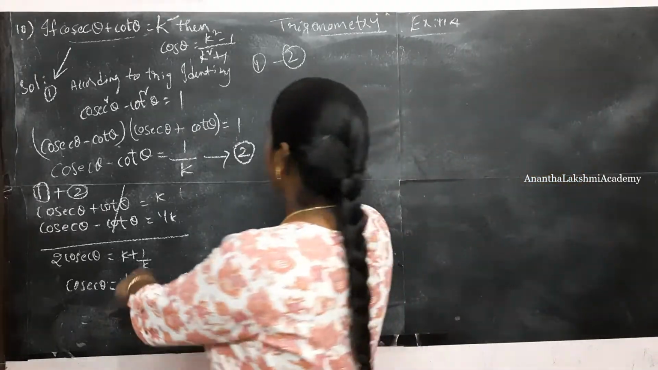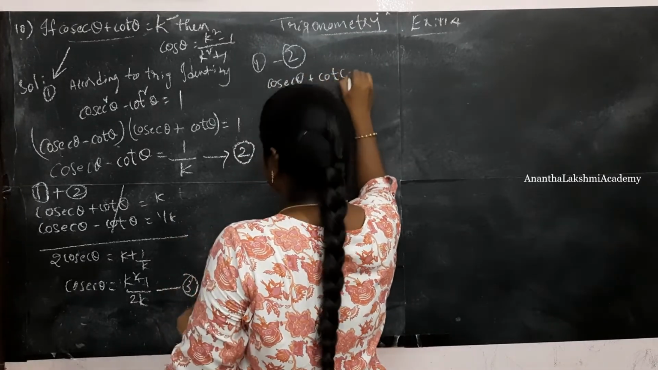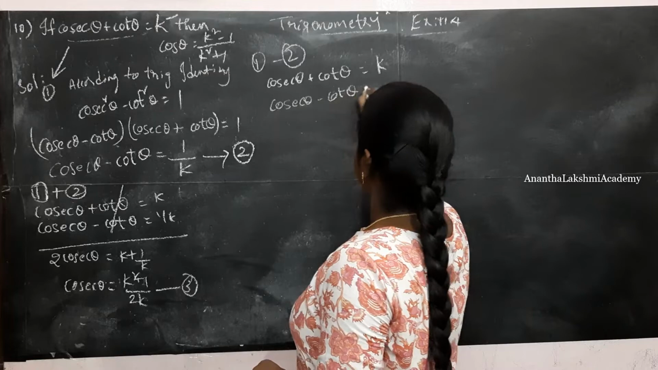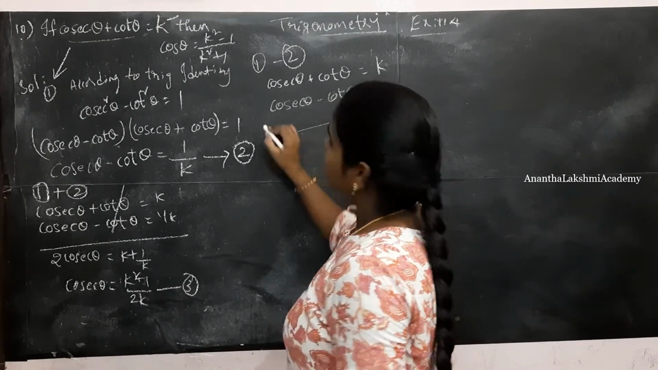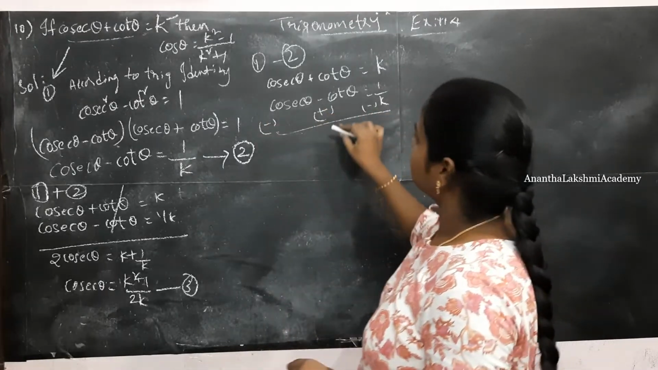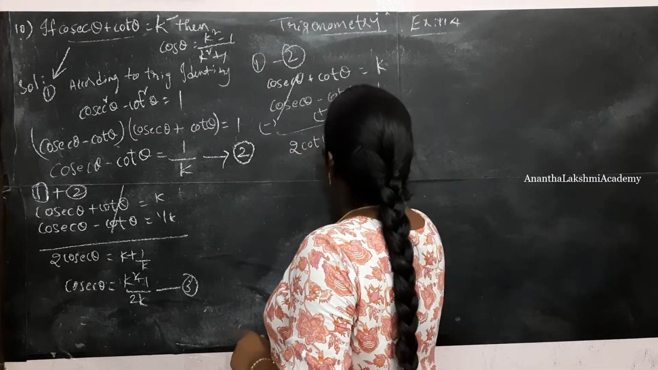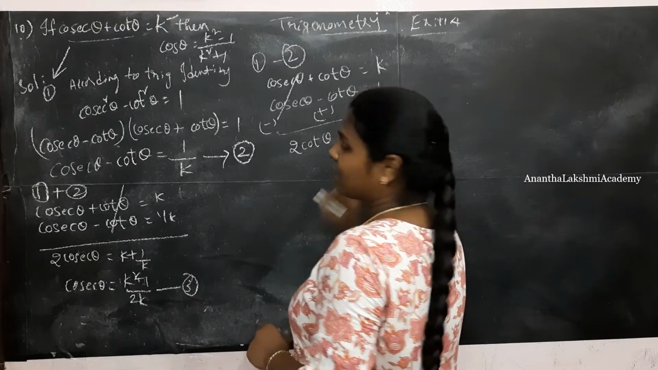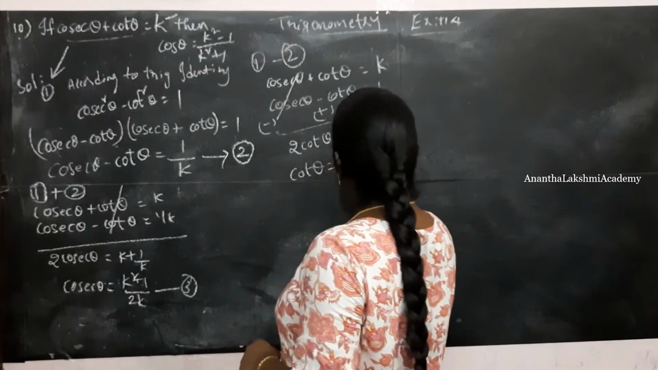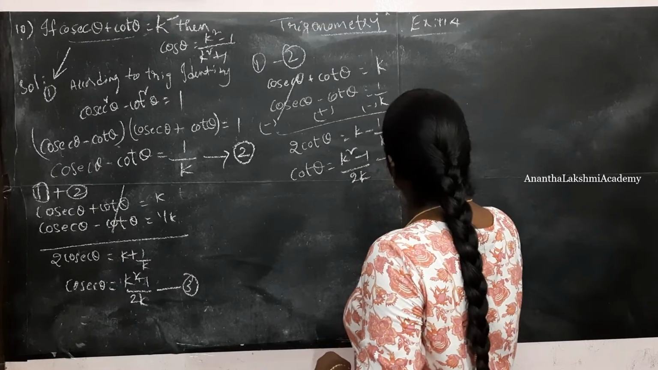Alright? Now, 1 minus 2 is nothing but cosecant theta plus cot theta is equal to k, cosecant theta minus cot theta is equal to 1 by k. So what happens for the subtractions? The symbols get changed. This we all know, right? Cosecant theta gets cancelled. Now this is 2 cot theta is equal to k minus 1 by k, which is nothing but cot theta is equal to k square minus 1 by 2k. Let me call this equation number 4.